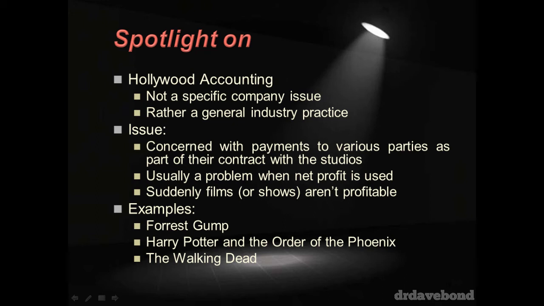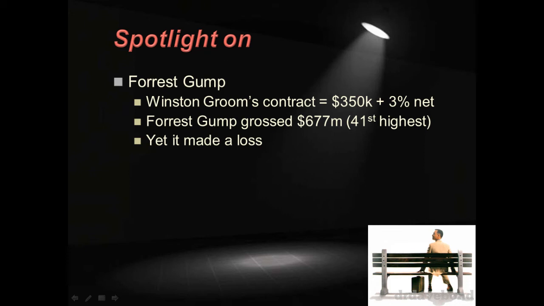So let's have a look at what's happened with some of these. So Forrest Gump. It grossed a fair bit of money, 677 million. The story this is based on was sold to the studios for $350,000 plus 3% of net profits. It didn't make money. Forrest Gump didn't make money, which is surprising.